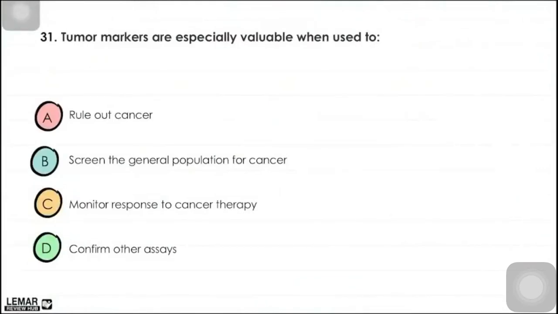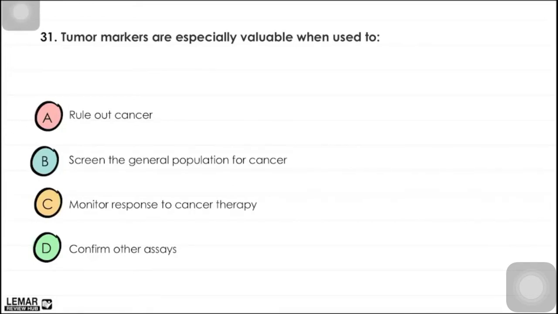Number 31. Tumor markers are especially valuable when used to: A. Rule out cancer. B. Screen the general population for cancer. C. Monitor response to cancer therapy. Or D. Confirm other assays.